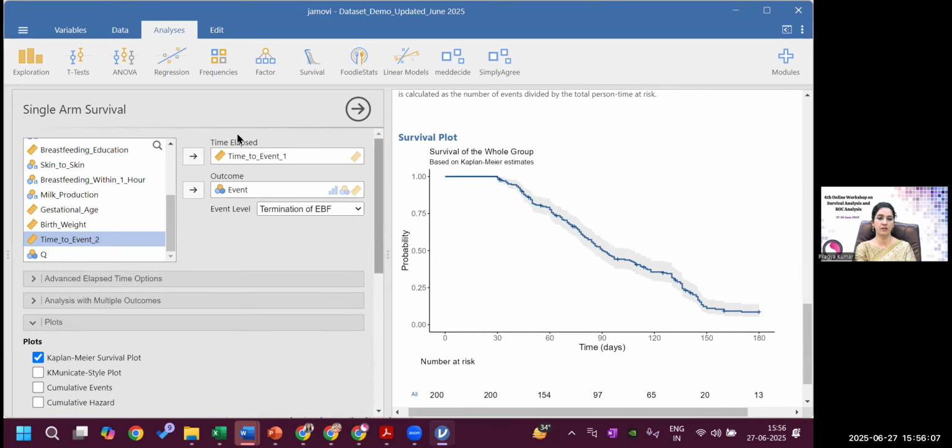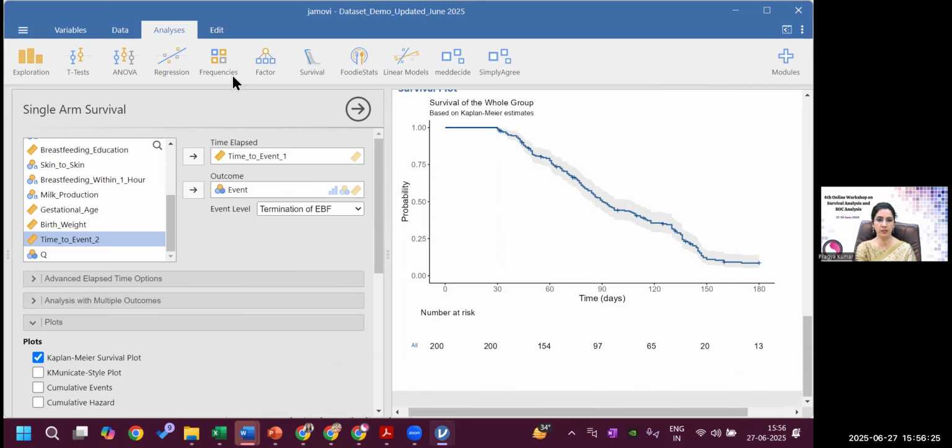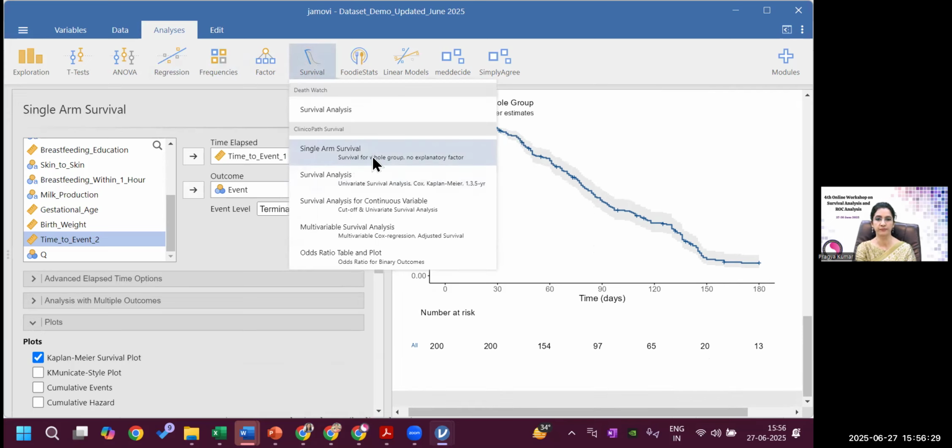So this is one. For now, you can see with this option, or you can go to the survival analysis death watch, but there the median survival line doesn't appear, and with that survival analysis you don't get the table. So I think this one-arm survival is the better option.